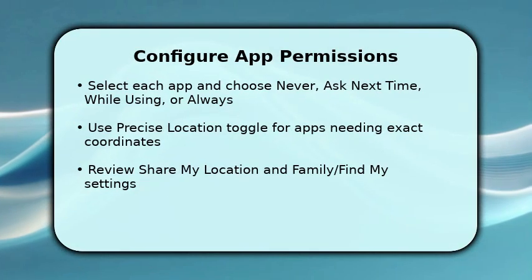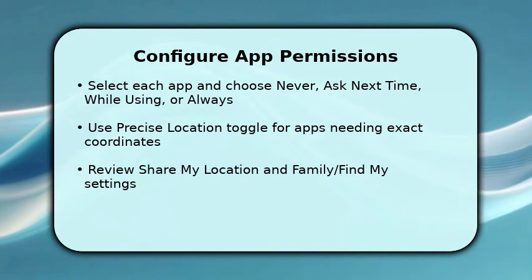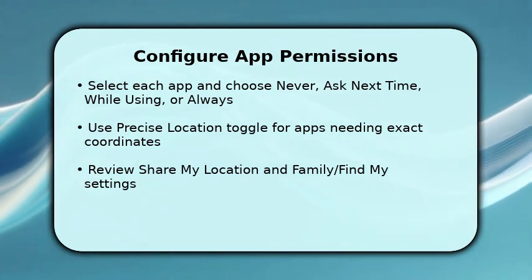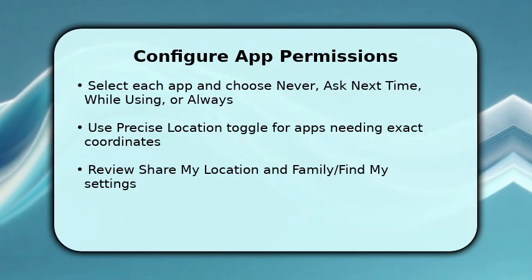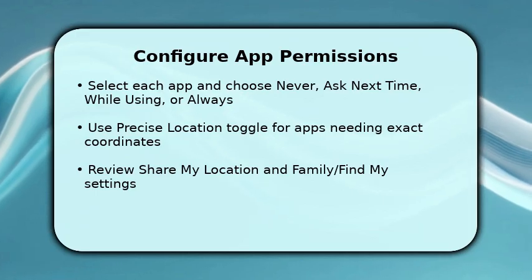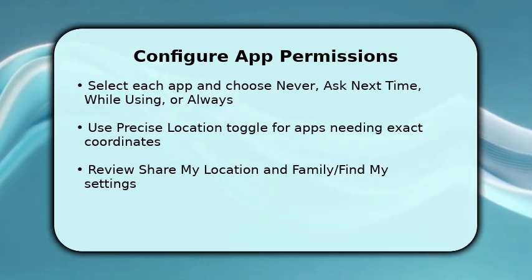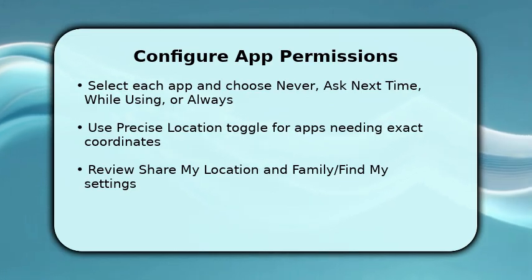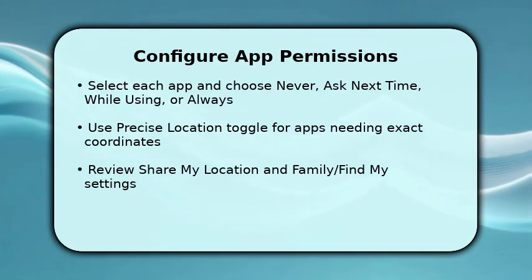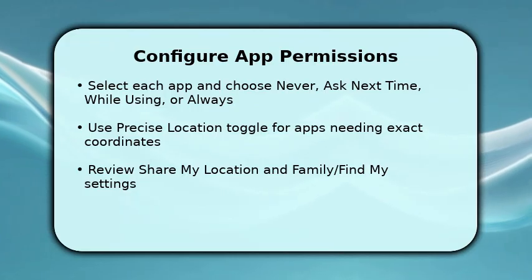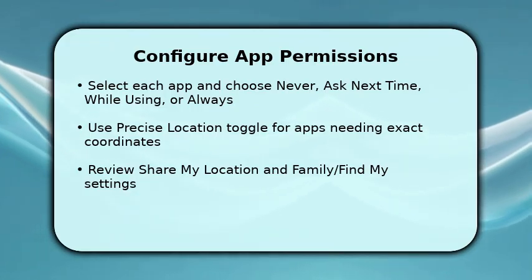Now you'll go app by app. Tap an app from the Location Services list and pick Never, Ask Next Time, While Using the App, or Always, depending on need. Make sure to toggle Precise Location on only for apps that require exact coordinates, like maps or delivery services. Otherwise, leave it off to preserve privacy. Also review Share My Location inside the same menu and confirm Find My settings if you use device sharing. These choices balance convenience, battery, and privacy.